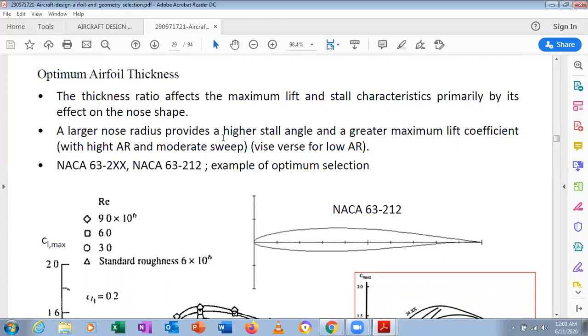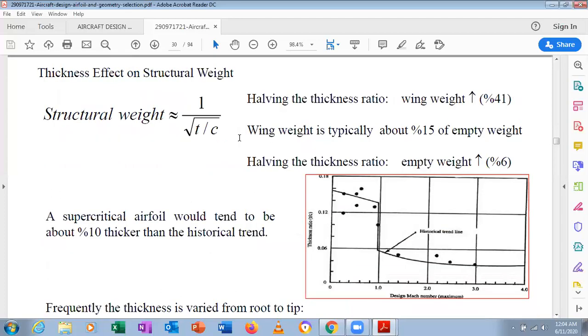Greater maximum lift coefficient. So with a high aspect ratio, we have moderate sweep, and vice versa for low aspect ratio. We have to understand what aspect ratio is: square of the wingspan divided by surface area. Okay. In NACA 63212, the last number represents what? Thickness. It is the optimum selection of it. So we can see that structural weight is proportional to 1 by the square root of T by C. Structural weight is always the inverse of the square root of T by C.